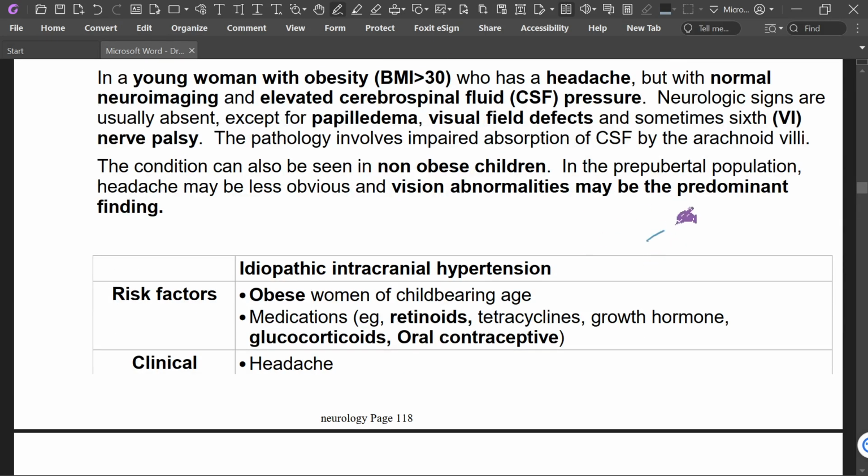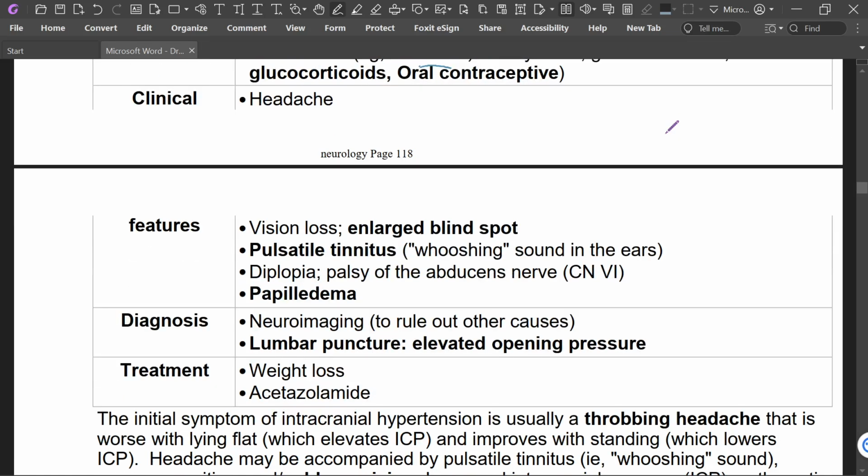Causes include tetracycline, obesity, vitamin A derivatives like retinoid, corticosteroid, growth hormone and danazole. Headache is the first symptom. There is vision loss with an enlarged blind spot. There may be pulsatile tinnitus, a whooshing sound in the ears. There may be diplopia.